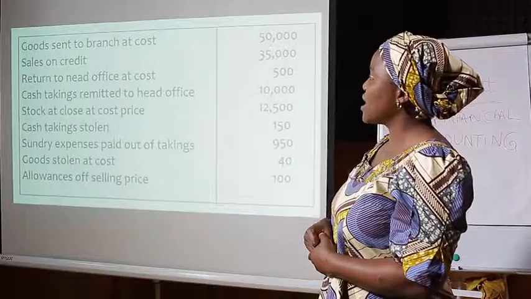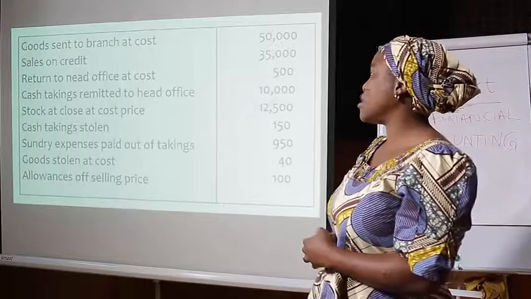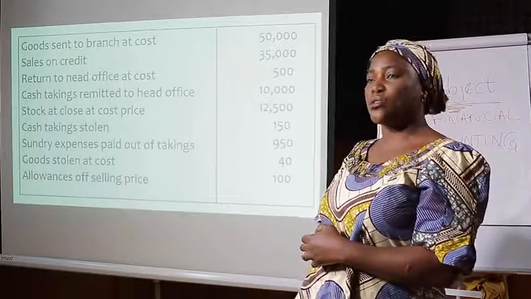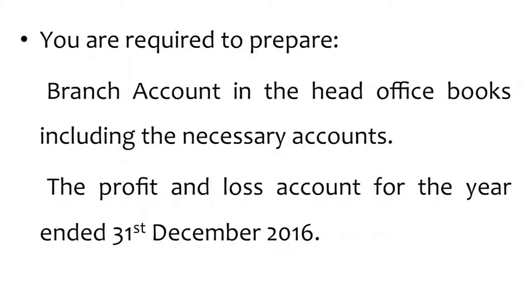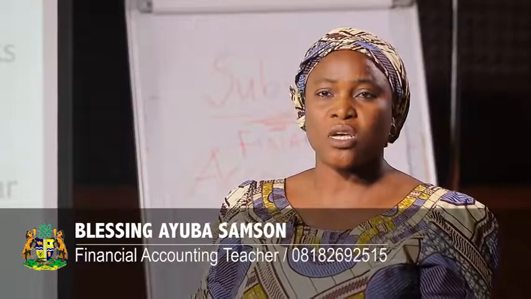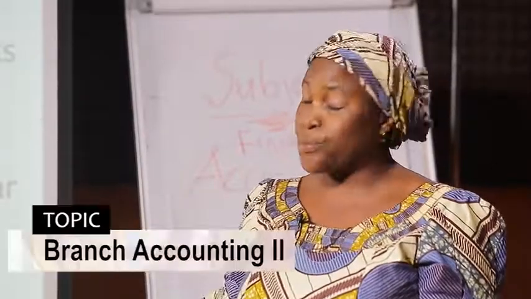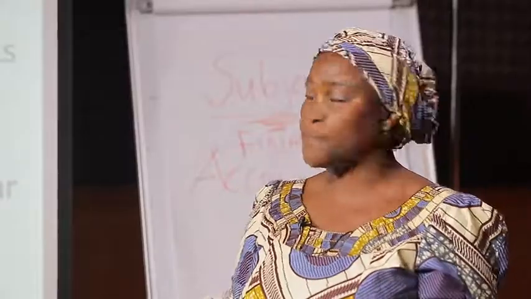In this question, any figure that is at cost has to be changed to the selling price. That is why, my students, you must have a good knowledge of markup and margin. You are required to prepare one, a branch account in the head office books, including all the necessary accounts. Then you prepare the profit and loss account for the year. I told you that our memorandum account is used to prepare a profit and loss account, in order for us to determine whether we have made a gross profit or a net profit.